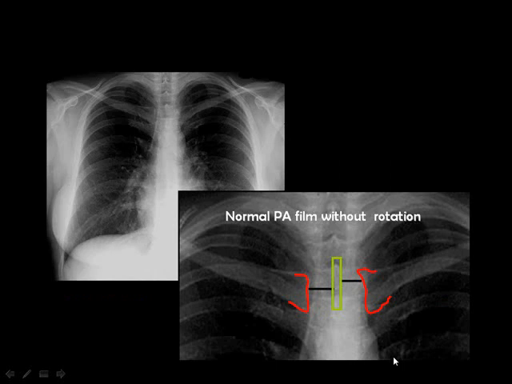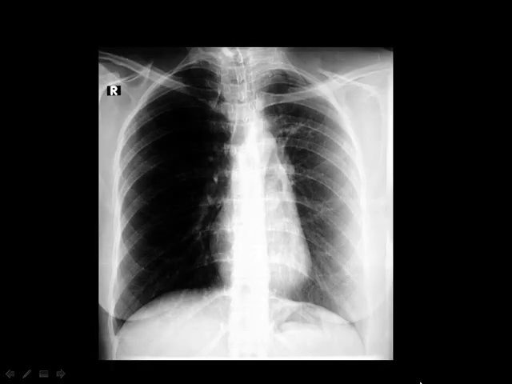And how do you know that the patient was positioned properly during exposure? You put a landmark or a mark on the spinous process of the dorsal vertebra. Then you measure the distance between the spinous process and the medial edge of the clavicle on the left side, and then the same on the right side. These two distances should be equal. Then you know that the patient is well centralized.